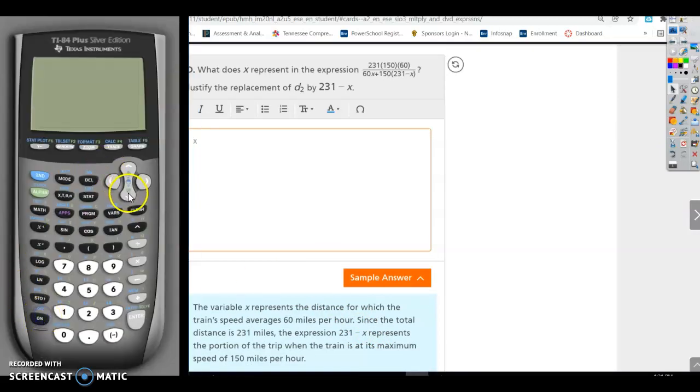So I'm going to say 231 times 150 times 60, and that's our numerator, so we need to remember that number. And then we're going to have 60 times 33.9. That was our top speed. And then plus 150 times 231 minus 33.9.